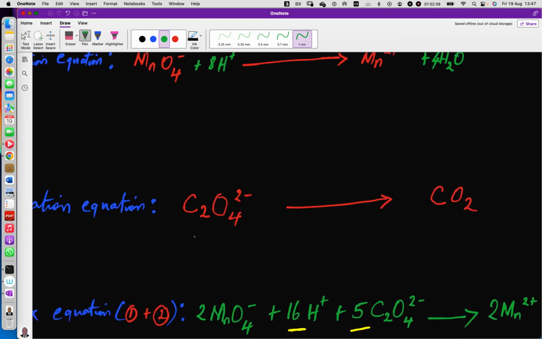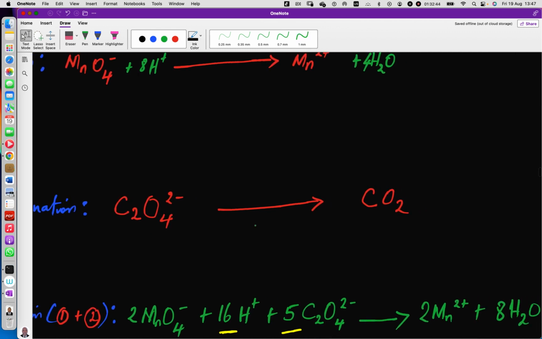Writing our equation for oxidation, there is carbon here, and there's carbon dioxide. We need to balance the oxygen. Oxygen here is 4, and there it is only 2. So we need to put a 2 here. 2 times 2 is 4. That is the oxygen, and everything is balanced now.